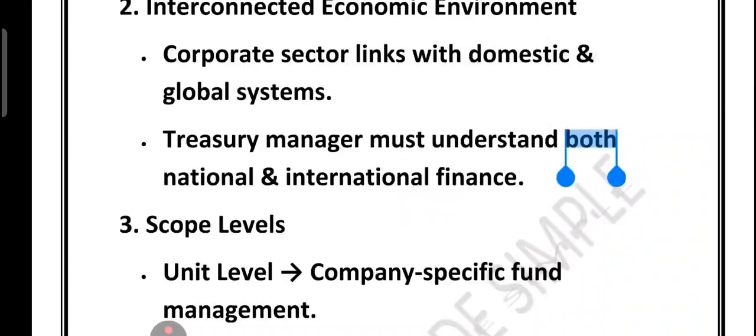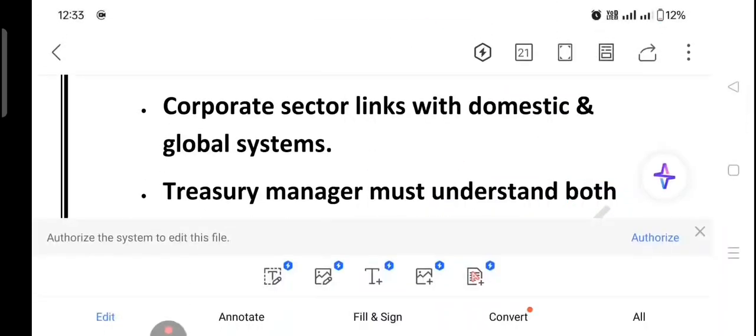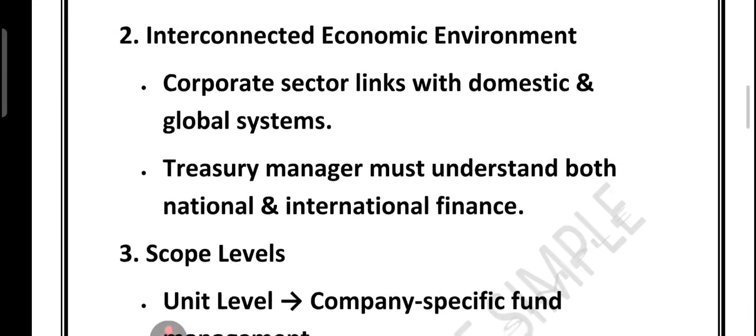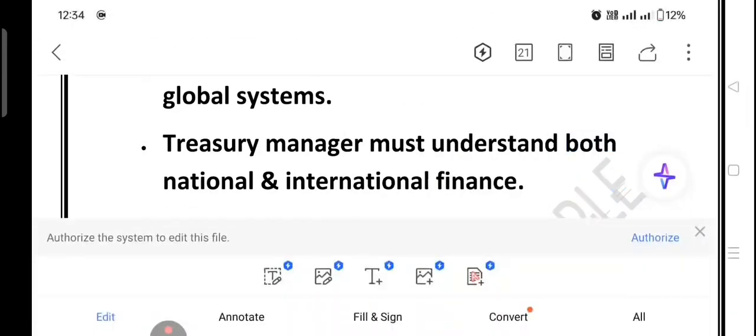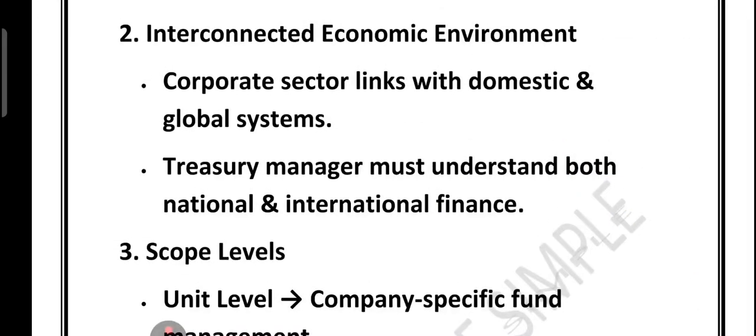Then we have something called the interconnected economic environment. So what is it all about, let's understand. Today the corporate world is deeply linked with the domestic and international market. That means a treasury manager must understand not just Indian finance but also how global interest rates, currency value and capital flow affect their company. Because if there are any changes in the outside economy, it will surely impact our Indian economy also. That is why understanding the domestic and international system is very much crucial.